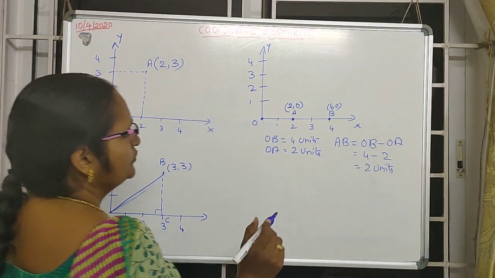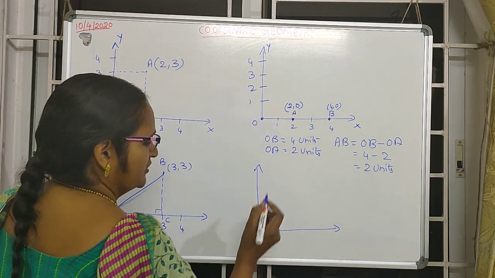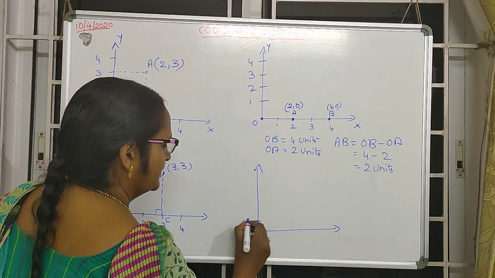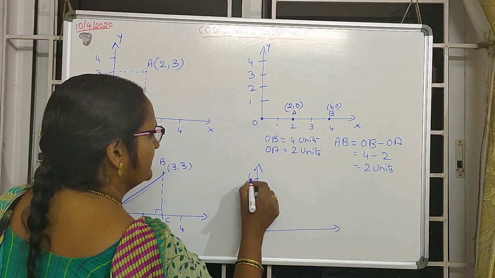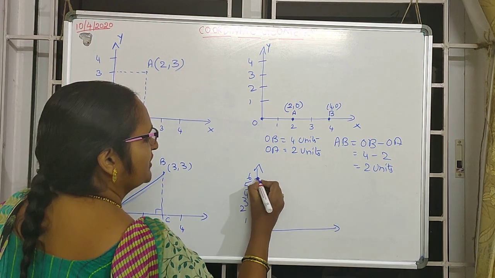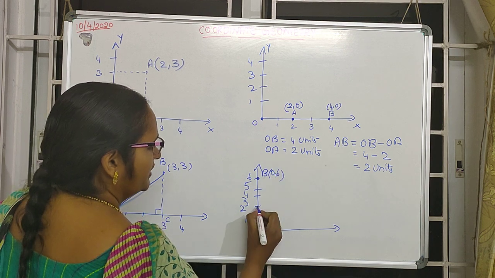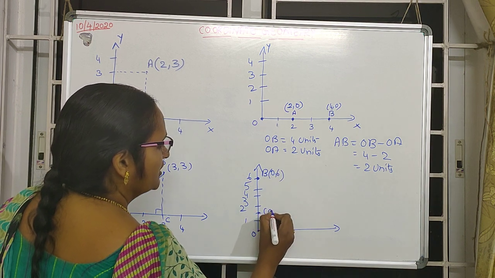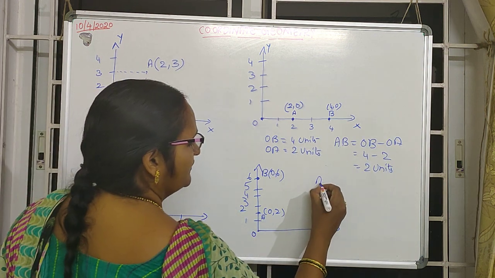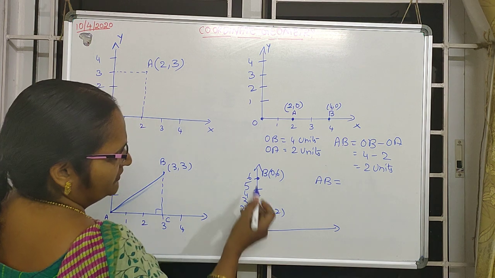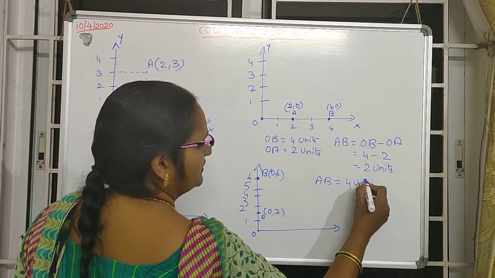Right? Suppose both points are lying on the y-axis. Like this is 0, this is 1, this is 2, this is 3, this is 4, this is 5, and this is 6. One point, let it be B, is 0, 6, and another point I am considering as 0, 2. Name this one point as A. What is the distance AB? This we can clearly understand here. It is 6 minus 2 units, which is 4 units, right?